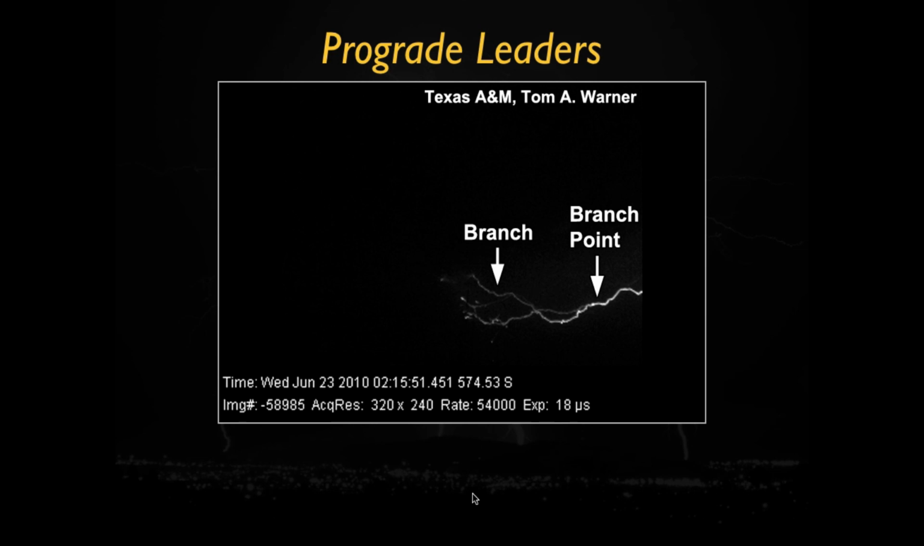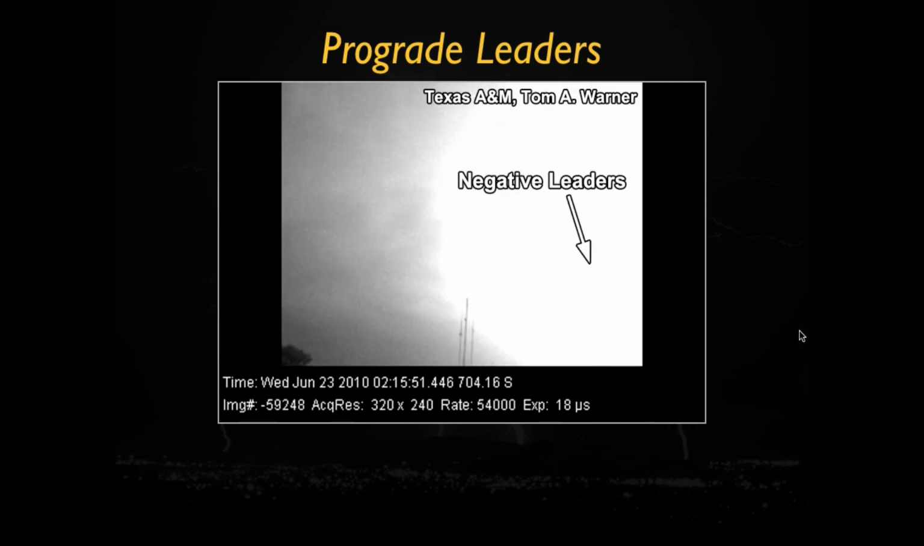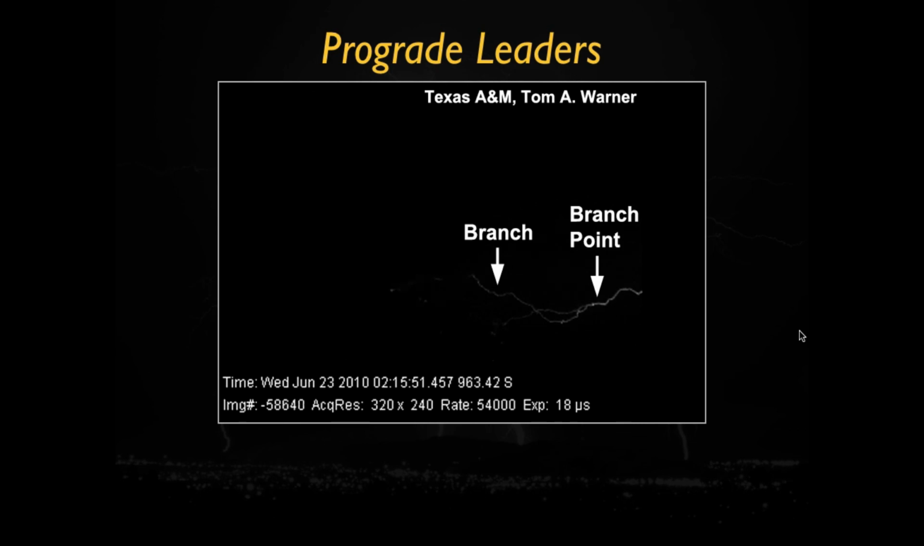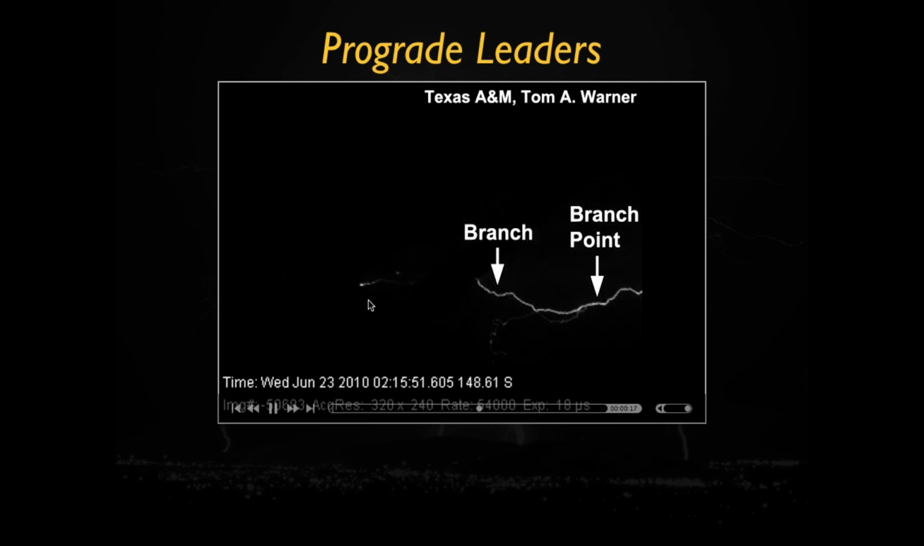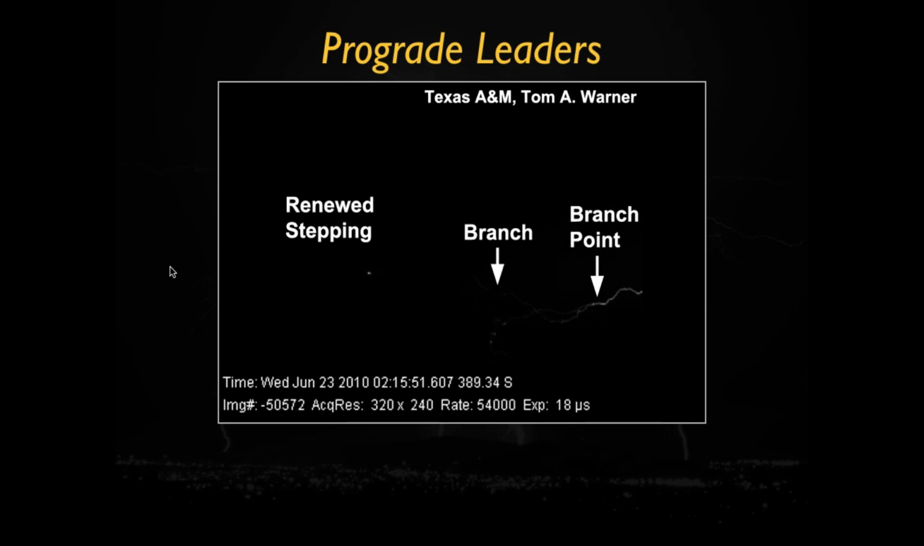So now let's look at negative branch redevelopment, and we'll look at an example of negative leaders. We have a branch point and a branch that will decay and fade, and then a little while later it will redevelop, but notice that it's from the branch point outward. And also notice that as it propagates outward to the point at which the leader initially decayed, it then renews its stepping as it causes new breakdown in virgin air once again.